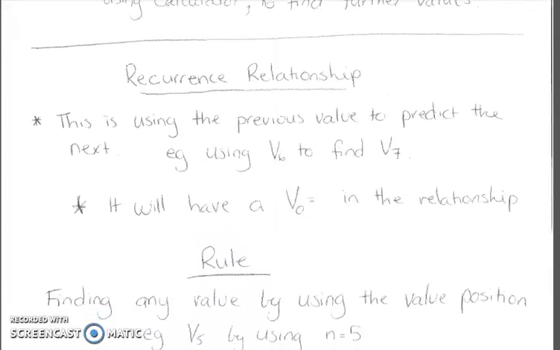Now, looking at recurrence relationships, this is when we're using the previous value to predict the next value. So we might be using the value of V6 in a formula to find out what the value of V7 is. This will have a V0 equals in the relationship. So there will be that starting value mentioned in the relationship.